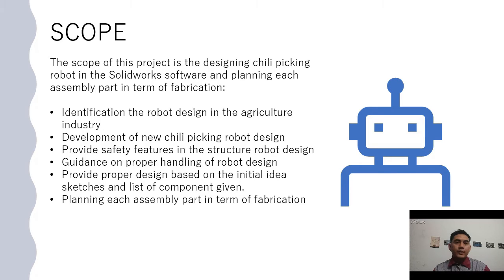assembly part in terms of fabrication, such as identification of the robot design in the agriculture sector, development of the new chili paddy picking robot design, provide safety features in the structure of design, guidance on the proper handling of the robot, provide proper design based on the initial ideas, sketches, and the list of components given. And the last one is planning each assembly part in terms of the fabrication.